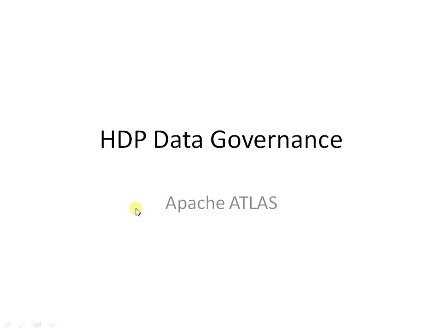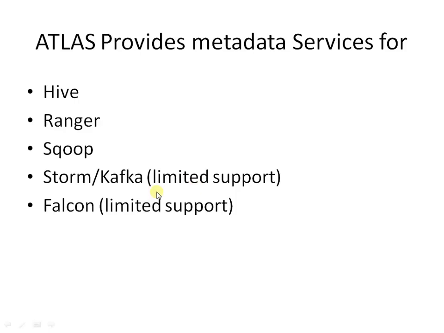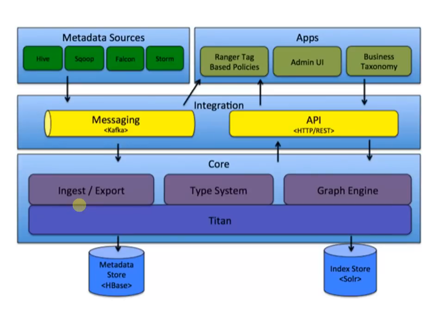As we know, it's a data governance tool, and it can store the metadata of these services. It can store Hive's metadata, while Ranger, Sqoop, Storm and Kafka have limited support, and also Falcon. And this is the basic structure of how Atlas works.